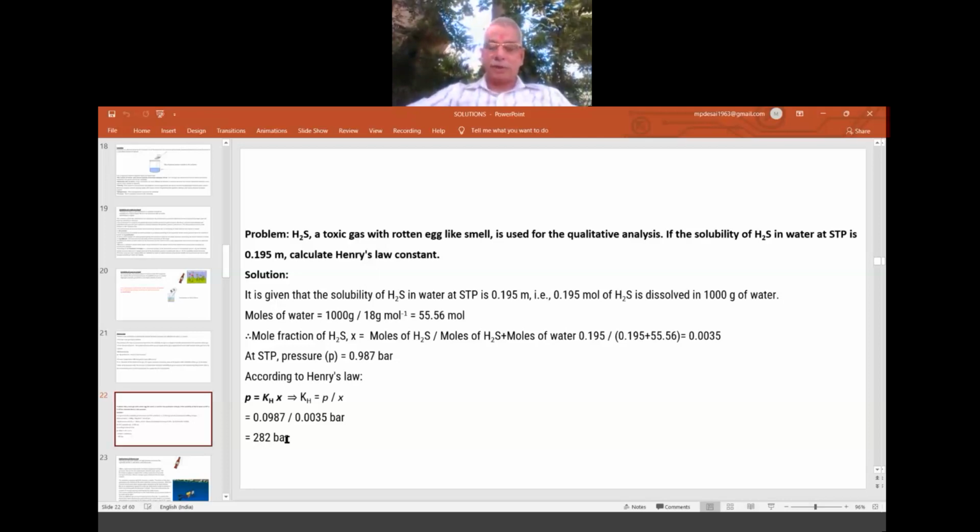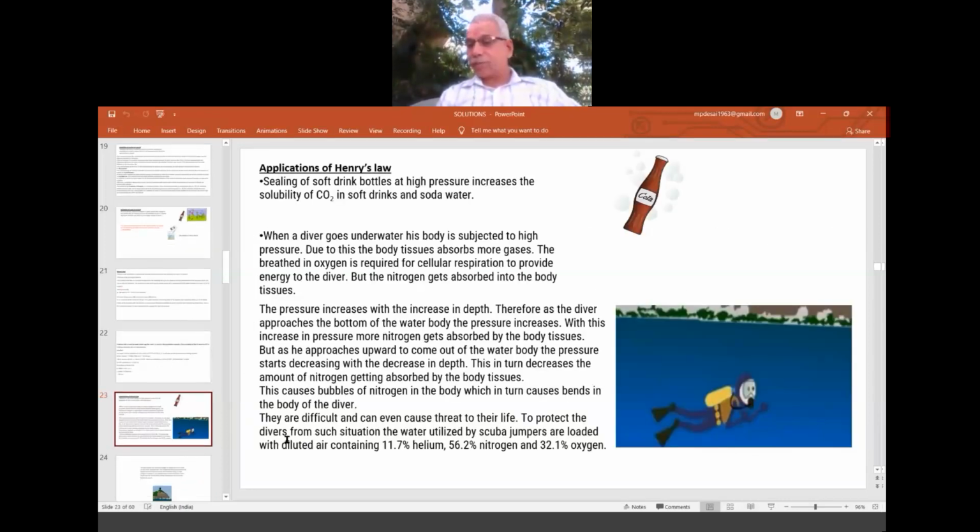So the pressure unit is in bar. Yeah. So this one, what? This one is the applications of Henry's law. Soft drinks I explained.